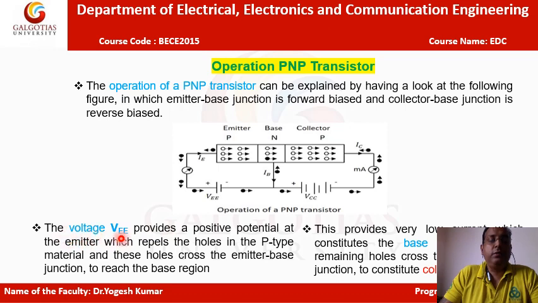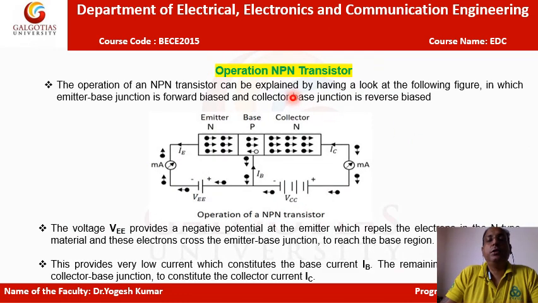So we can say the voltage VE provides positive potential at the emitter, which repels the holes in the P region, and these holes cross the emitter-base junction to reach the base, as I already told you. This requires very low recombination, which constitutes the base current, and the rest, about 95%, constitutes the collector current. Now let's look at the operation of the NPN transistor.